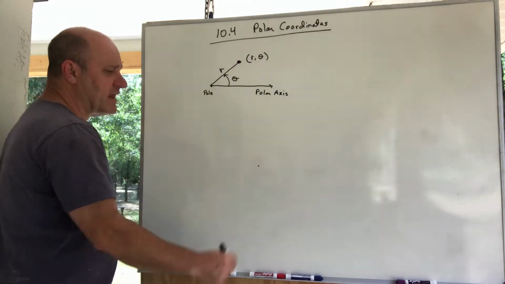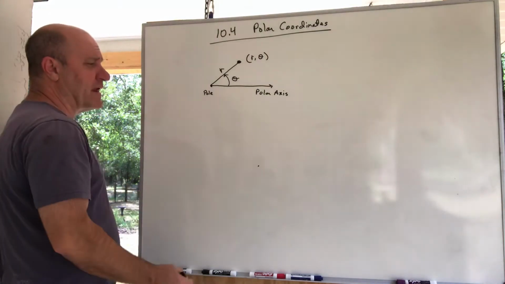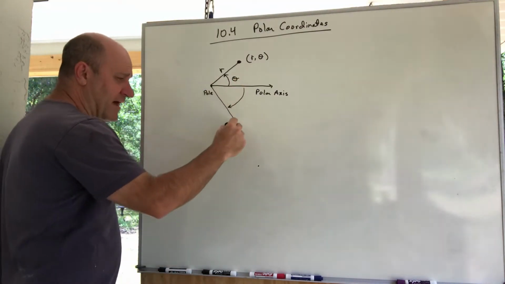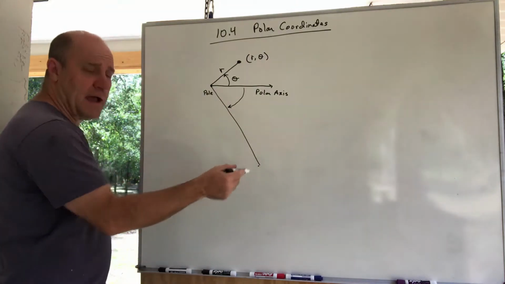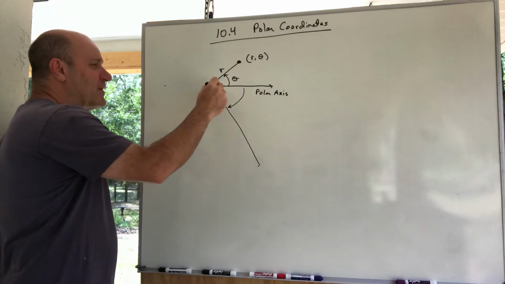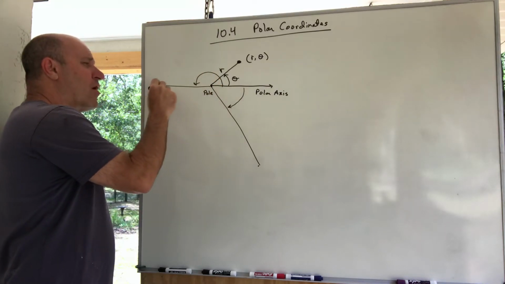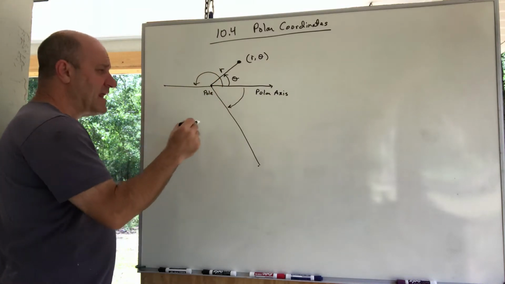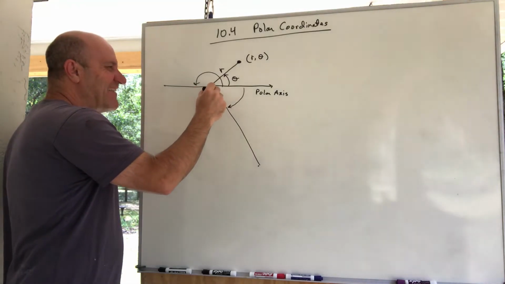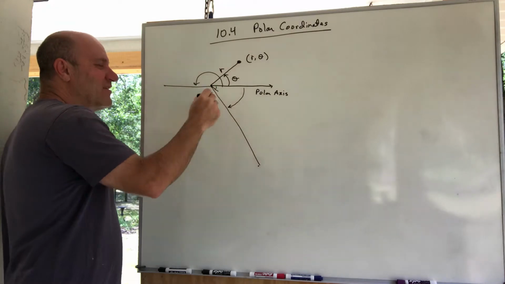Like if you wanted to get here, I want to get to that point. I could rotate a negative angle theta, of course, and I could walk out this big long distance r, and I would get there. Can I get here? Yeah, I can rotate theta and walk out r. I can get anywhere. Can you get right there? Yeah. Walk out r, rotate that theta.